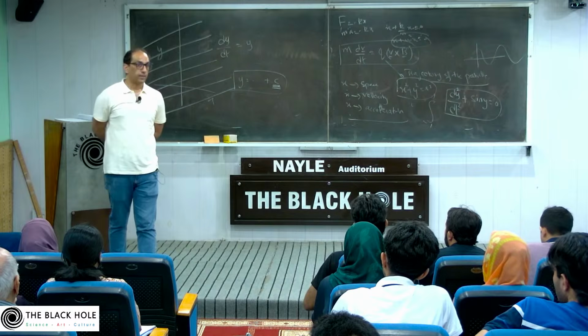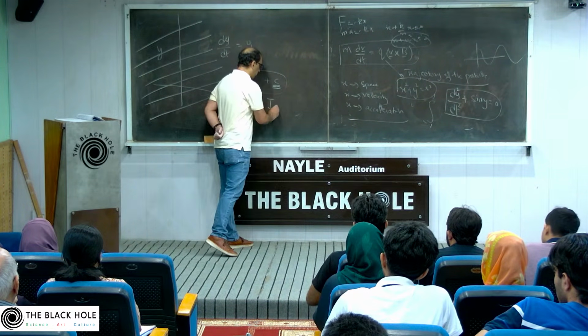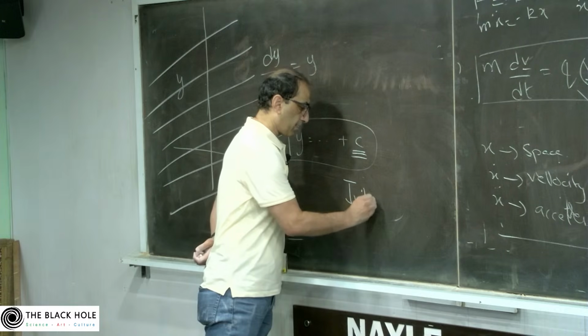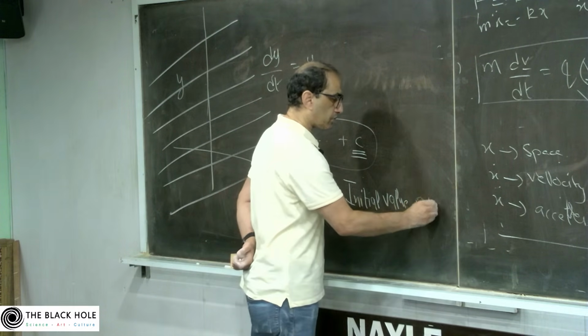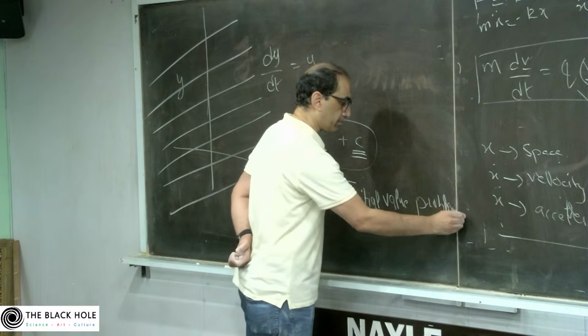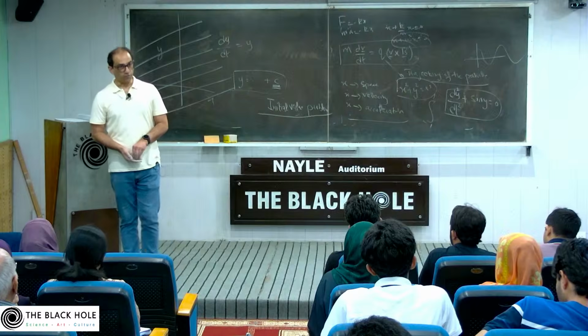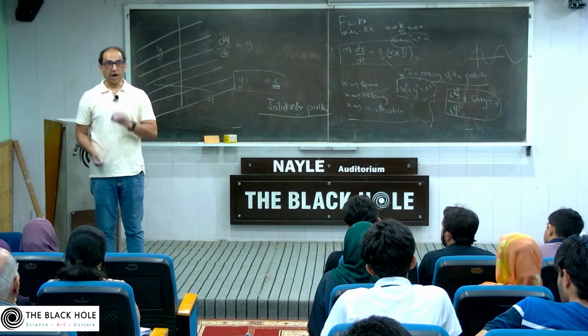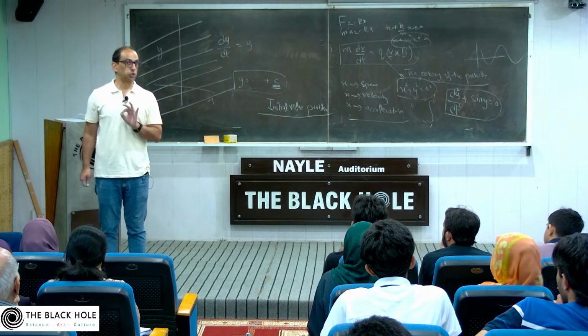Right. So I'm going to talk about the initial value problem. The initial value problem is a way to find C. See, the arbitrariness is then removed and you get a particular solution.